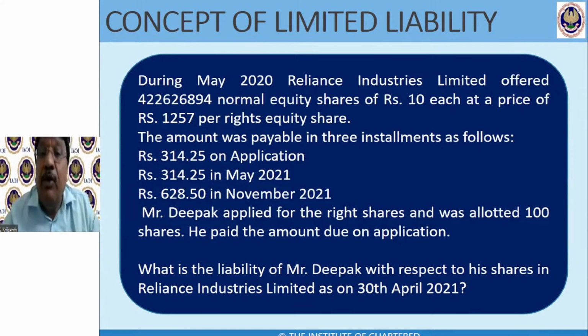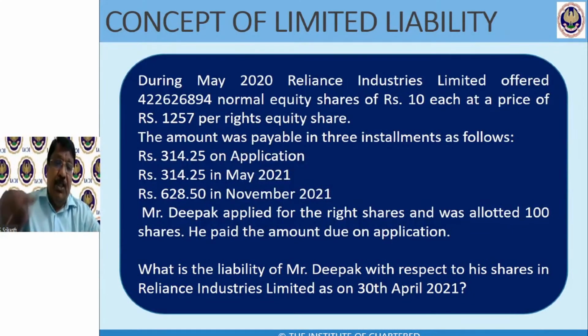What is the face value? 10 rupees. 1,247 is premium. Now this amount was payable in 3 installments: 314.25, 314.25, 628.5. Partly paid shares.